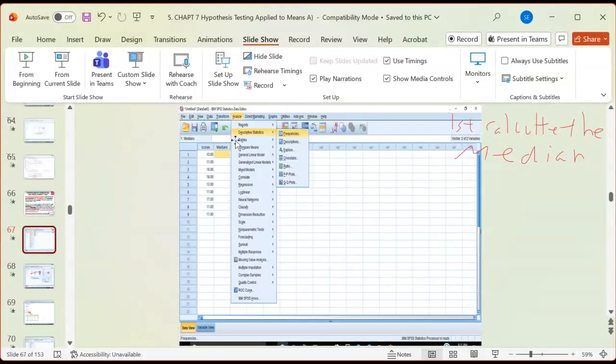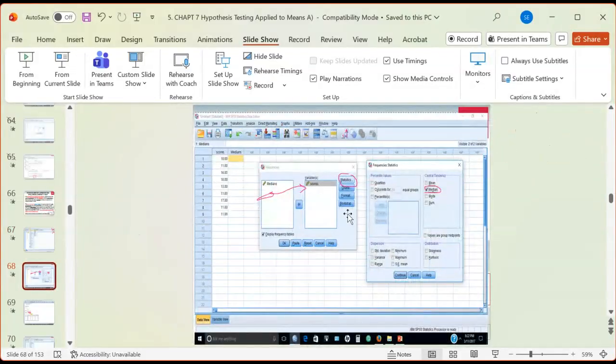You have your numbers. You need to click on Analyze, Descriptive, and then Frequencies, and then click on top where it says Statistics. Once again, you transfer your numbers from left to right, and then on top write your median. Whatever your median is, you're going to write it there. It's highlighted in orange.